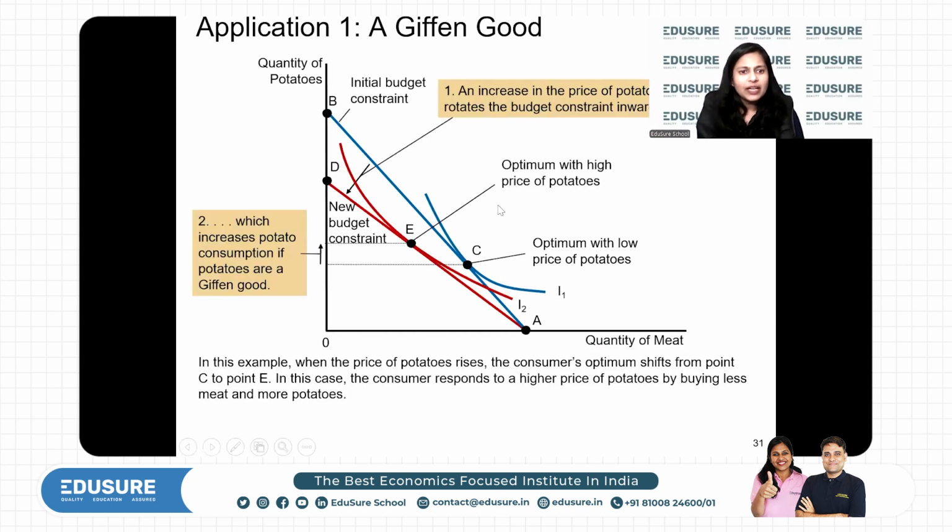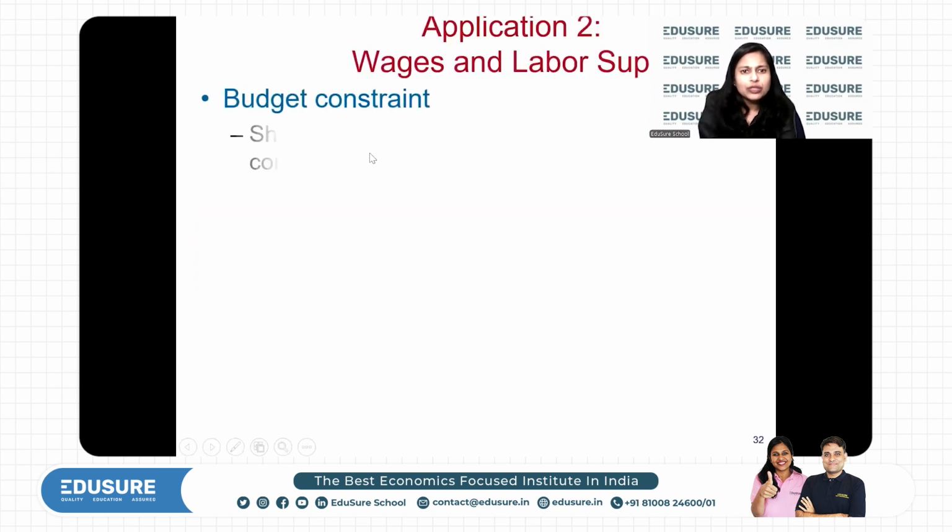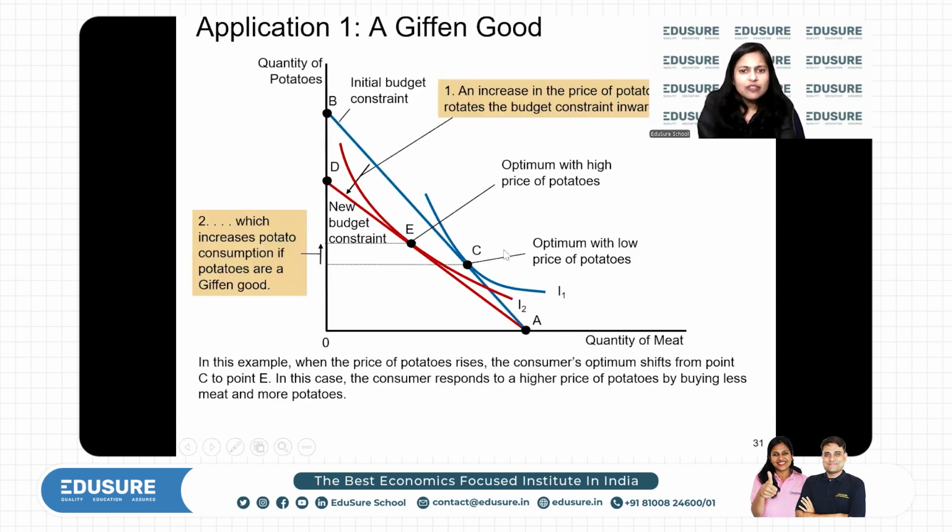So here we have that the prices of potatoes have risen. The price of potatoes has risen, but the equilibrium is now on a lower IC. On that lower IC, we see that the quantity of potatoes is larger than before. The quantity of meat has fallen, but the quantity of potatoes is actually larger than before. So potatoes are a Giffen good: when the price of potatoes has risen, the quantity demanded of potatoes has actually risen, also because potatoes are a necessity good.